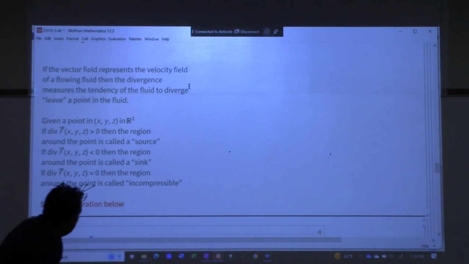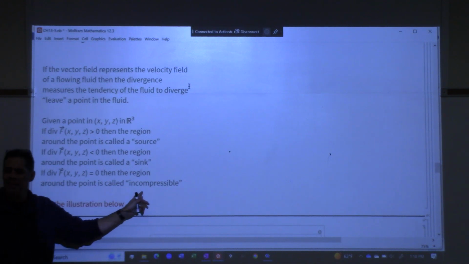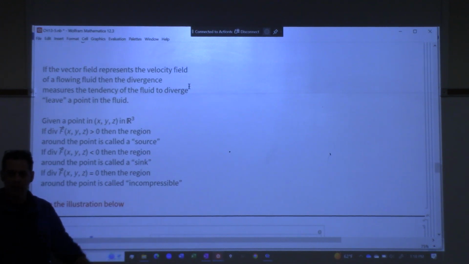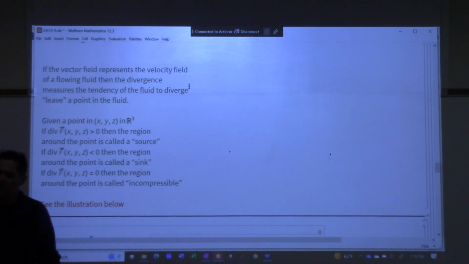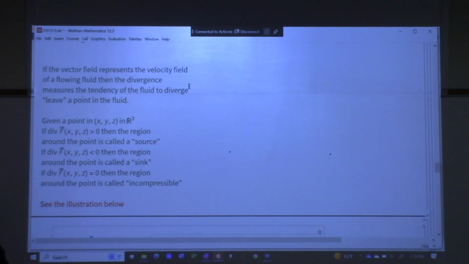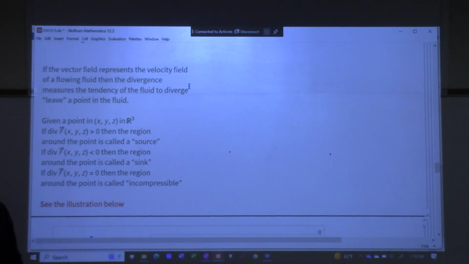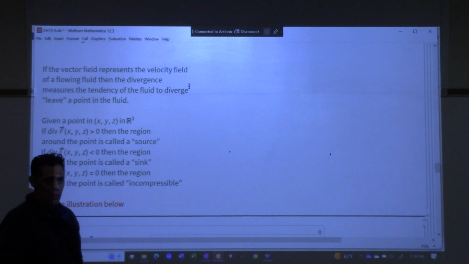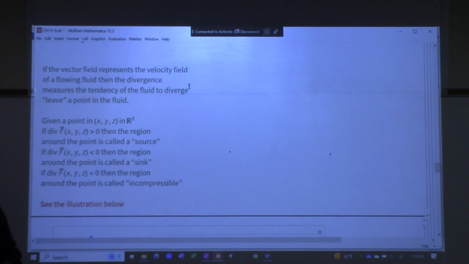And finally, if your div is 0, then the region around the point is called incompressible. There was a definition last class for something called irrotational, and that's when your curl is the 0 vector. If your curl is the 0 vector at a point, that means you're irrotational at that point. If your div is 0 at a point, then we say that it's incompressible.